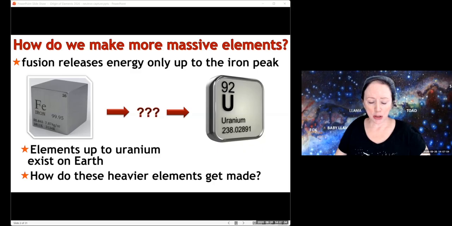But the periodic table obviously doesn't stop at iron. We have copper and silver and gold, we have lead, we even have uranium with 92 protons. So we have a new problem. If we can't make these elements by simply fusing charged nuclei together, how do we make them?